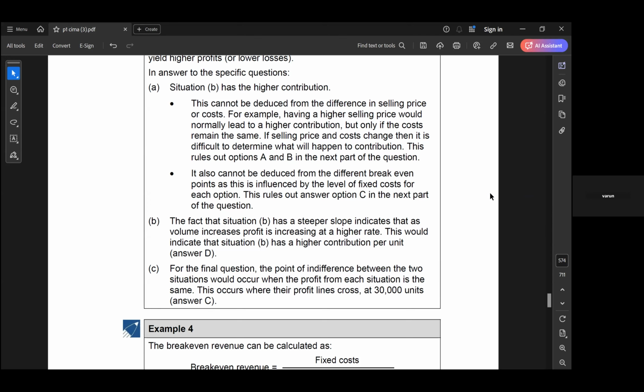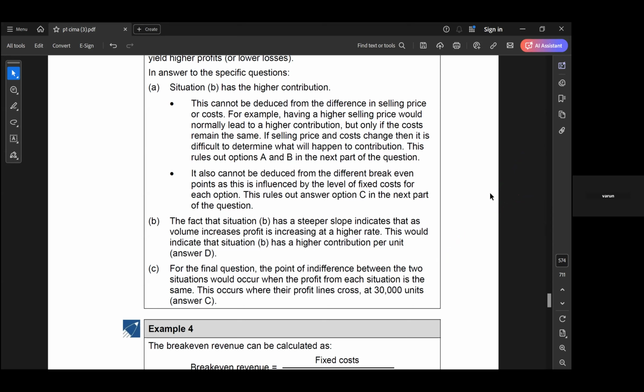For the final question, the point of indifference, that's clear, right? So this was a question to test your understanding of that chart and applying the logic, like what this picture shows: the steeper one shows that contribution is higher.